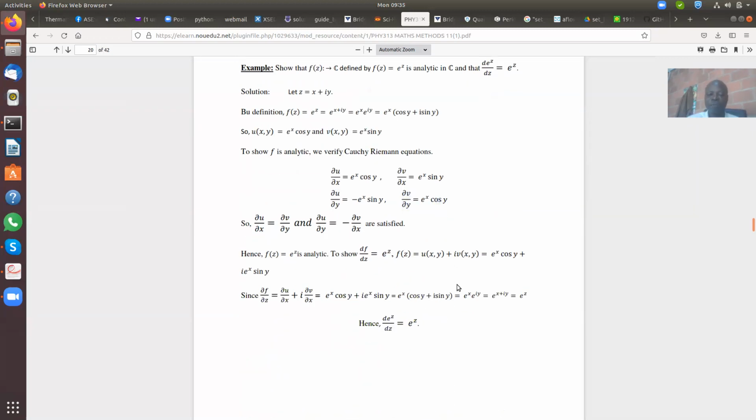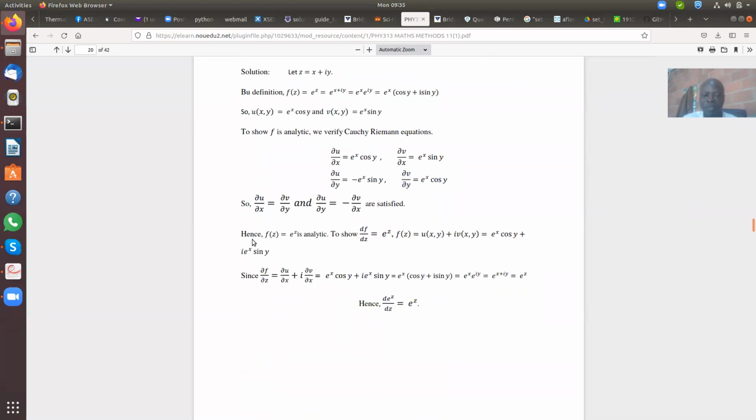Analytic in nature. So the next thing in the question is that, hence, if f of z is analytic, then we show that if we take the derivative of this now, we are going to have e to the power of z. So we have just expressed f of z as e to the x cos y plus i e to the x sin y. And if you take the derivative now, it will be du dx plus i dv dx. So what is our du dx? Our du dx is this, and our dv dx is this.